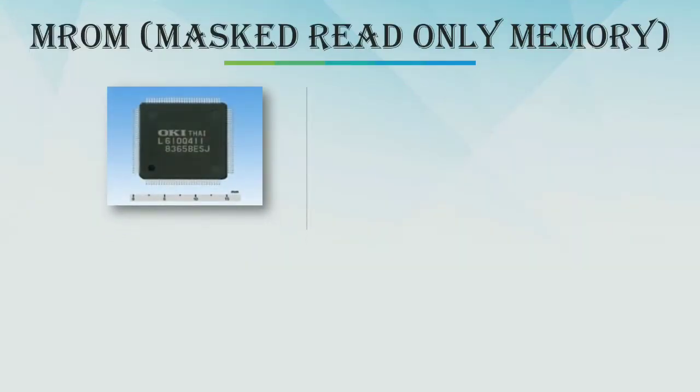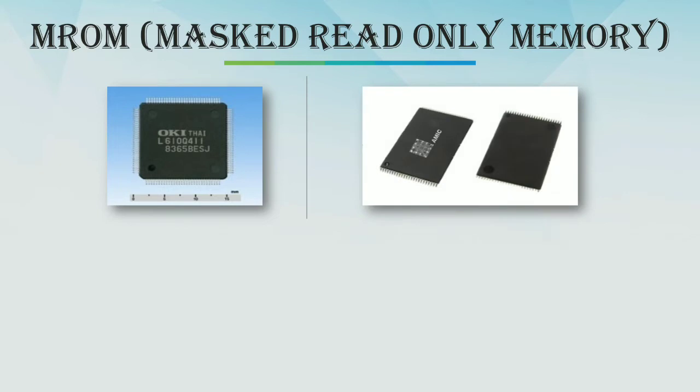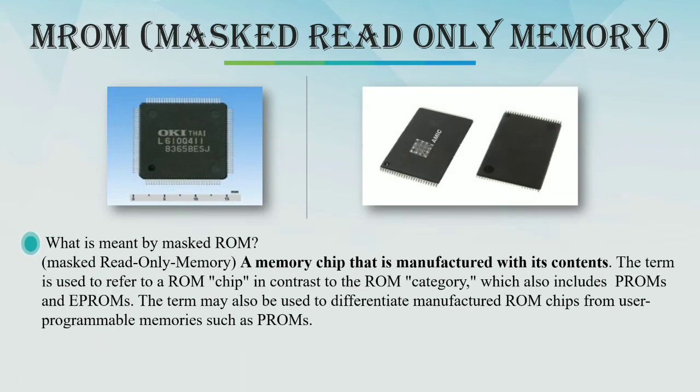MROM, Masked Read-Only Memory. What is meant by masked ROM? Masked read-only memory is a memory chip that is manufactured with its contents. The term is used to refer to a ROM chip in contrast to a ROM category, which also includes PROMs and EPROMs. The term may also be used to differentiate manufactured ROM chips from user-programmable ROM memories, such as PROMs.